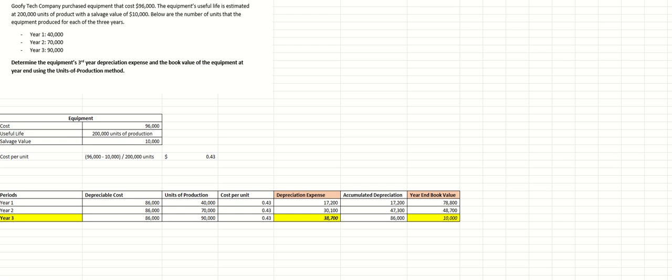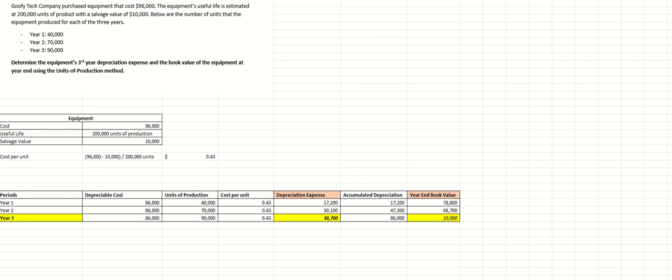So this one here is the units of production method. This method records depreciation expense based on the units that were produced each year. But before recording the depreciation expense for each year, the cost per unit will need to be determined based on the total number of units that were produced.